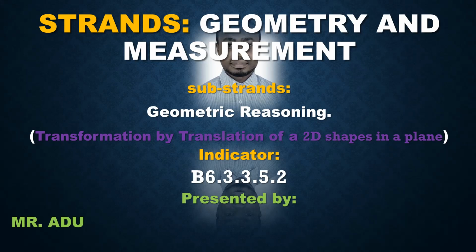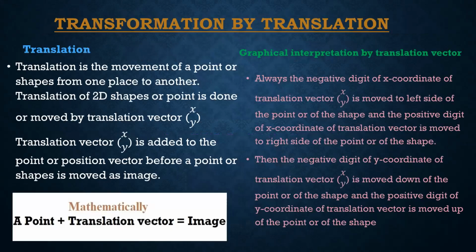Our lesson has been taken from the new curriculum of Basic 6. Strand number 3, substrand 3, content standard 5, indicator 2. Indicator 1 was the reflection, and we discussed that. So we are going to talk about indicator 2, which is the translation. So let's proceed. Transformation by translation.